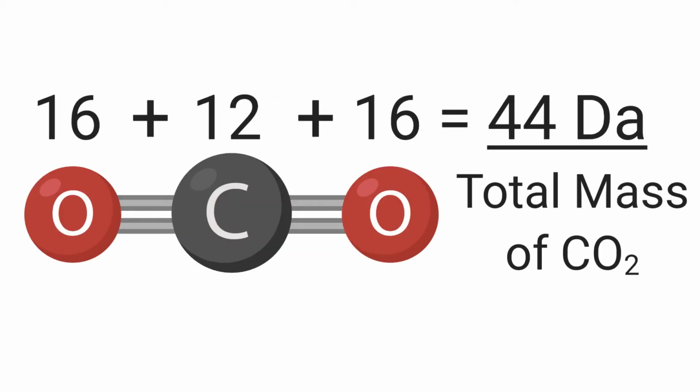When carbon forms CO2 with 2 oxygen atoms, we can calculate the mass of CO2 by adding the mass numbers of all the atoms together. Thus, CO2 has a mass of 44 Daltons. This is 1 times 12 plus 2 times 16, which is 44.